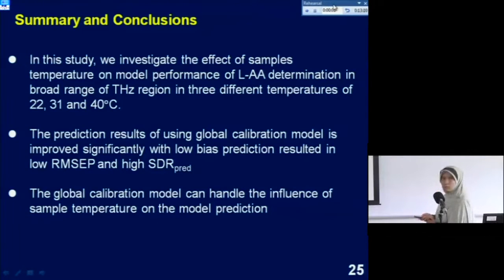As a conclusion, in this study, we investigated the effect of sample temperature on model performance of LAA determination in a broad range of the terahertz region at 3 different temperatures. The prediction result using the global calibration model improved significantly, with low bias, low error of prediction and high standard deviation ratio. And lastly, the global calibration model can handle the influence of sample temperature on model performance.